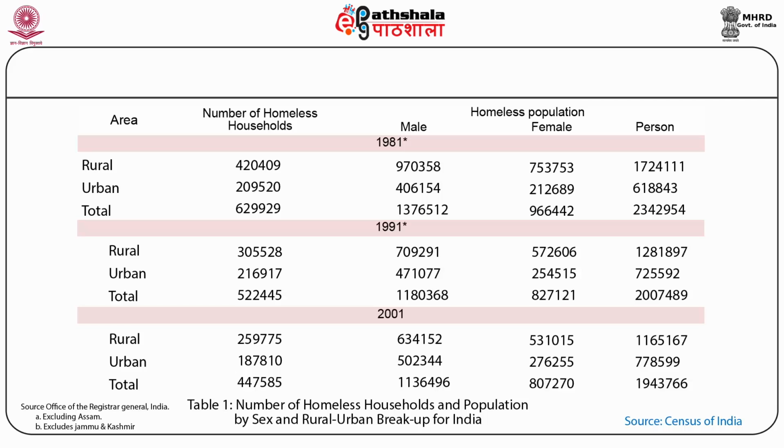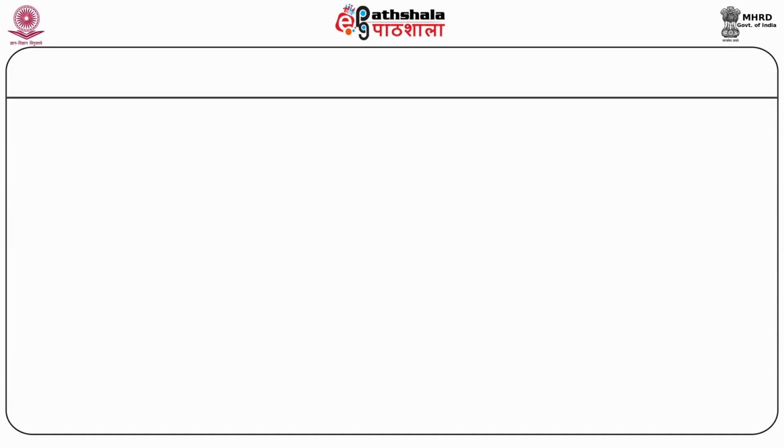The table shows that although the number of homeless families and the homeless population has declined since 1981, still 4.48 lakh families are homeless. Out of total homeless population of 1.94 million, 1.14 million are males and 0.8 million are females. The technical group on urban housing shortage has estimated a shortage of 18.78 million houses in 2012, in which 0.53 million households were completely homeless.